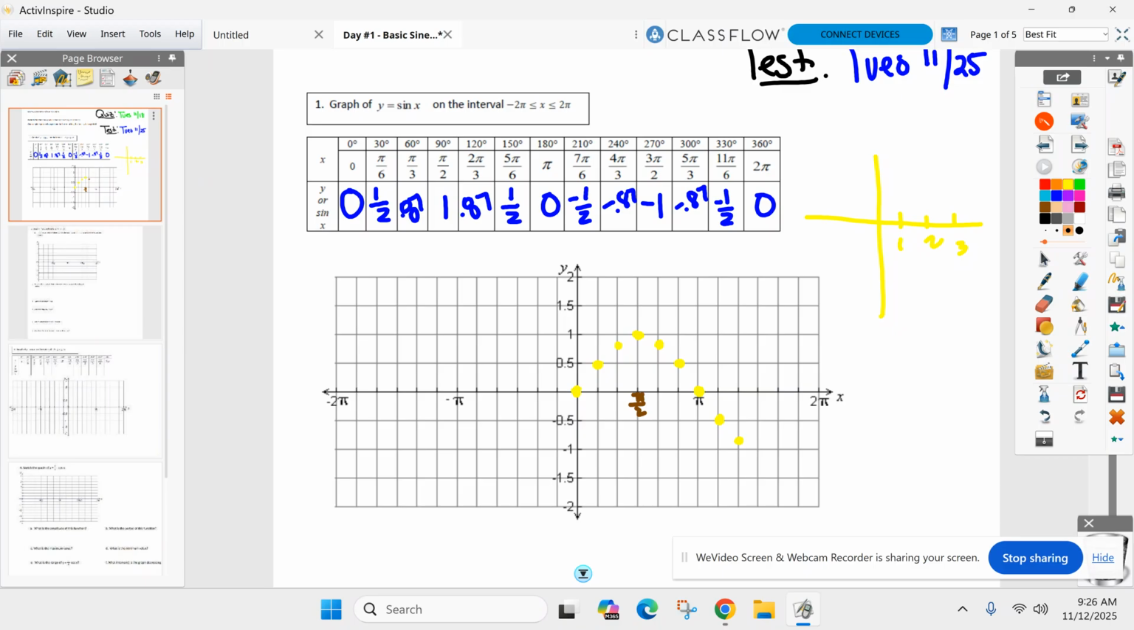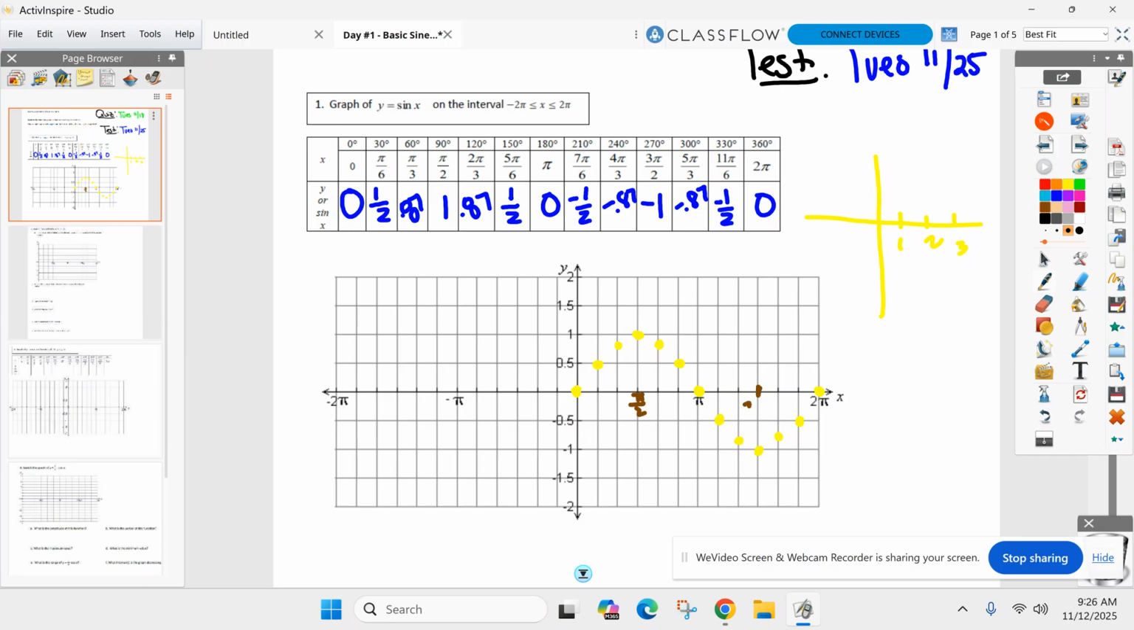Negative 1. Good. 5 pi over 3, negative. And then we come back up to negative 1/2. And 2 pi, we're at 0. Only other thing I forgot, can you label, let's see, how many ticks, 1, 2, 3, 7 pi over 6, 3 tick marks after pi.